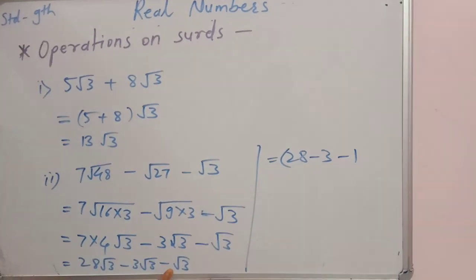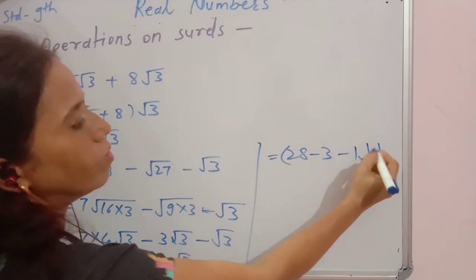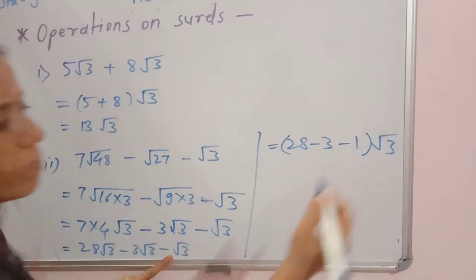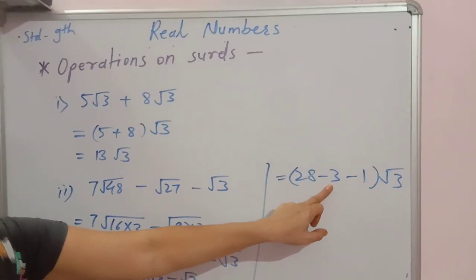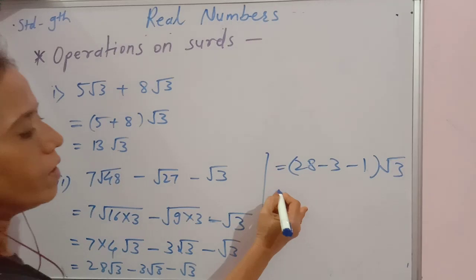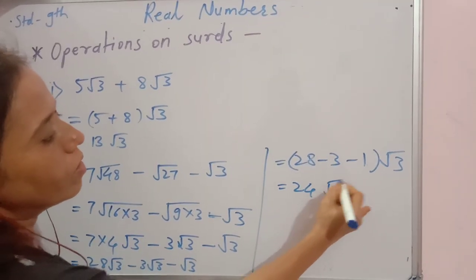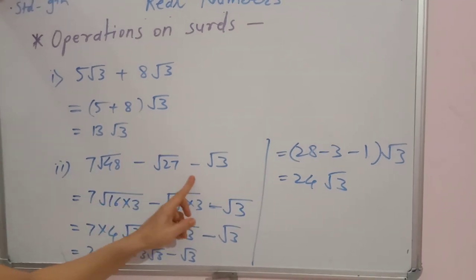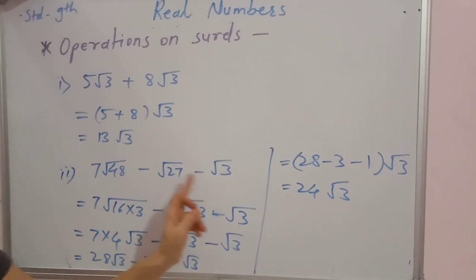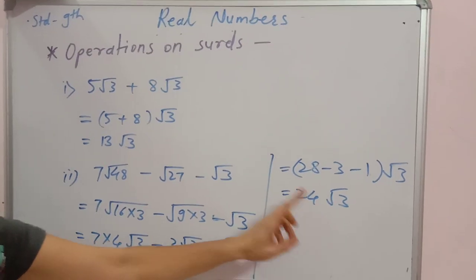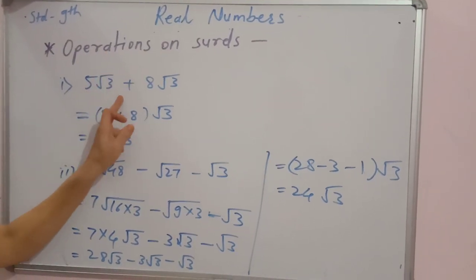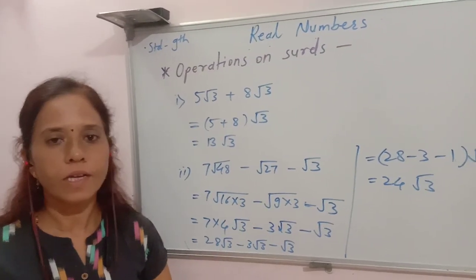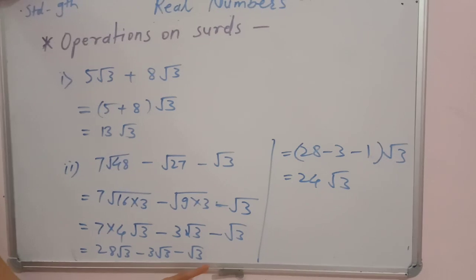1, and here under root 3. 28 minus 3 is 25, 25 minus 1 is 24. That is 24 root 3. So in this way we have simplified this, or we have subtracted these surds. I hope you understand the operations like addition and subtraction on surds. We will see multiplication and division later.